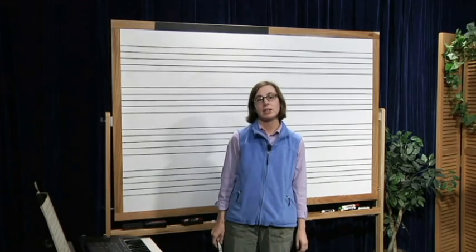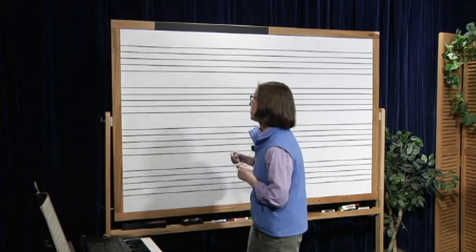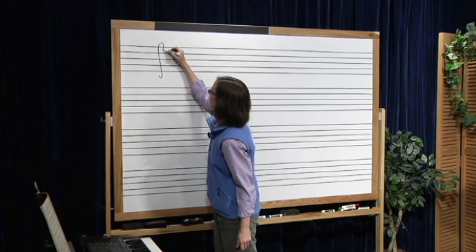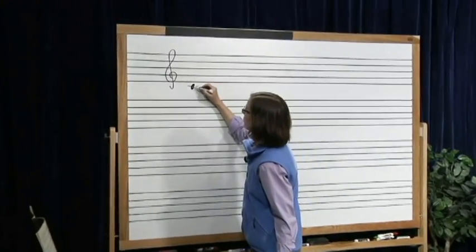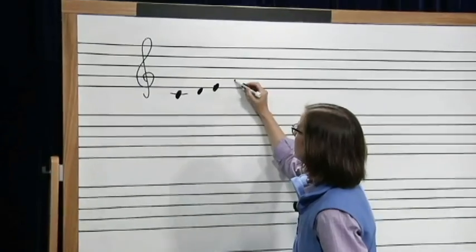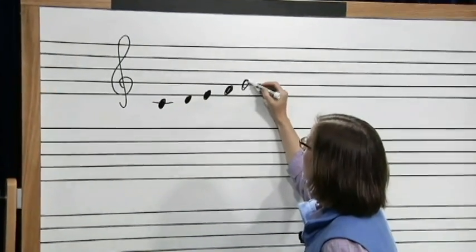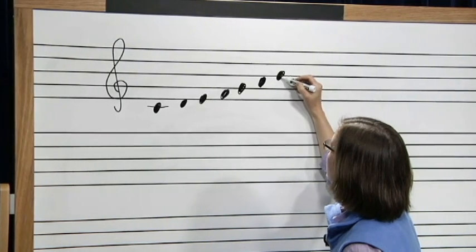In this lesson, I'm going to talk about accidentals and enharmonic equivalence. So I'm going to put a treble clef here on the board, and I'm just going to walk some notes up the scale. I started on middle C, and I'm going to keep going until I get to an octave above middle C, like this.